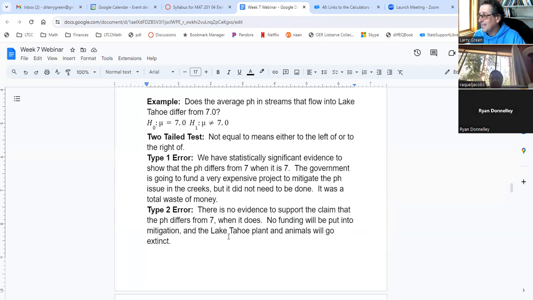Does that make sense? And if you said that money was so important because if the government's putting money into this, then they're not going to have money for other things and we're going to lose all kinds of other things, that'd be horrible, much worse than the problem of just losing biological diversity in the Lake Tahoe, I'll accept that. Even though I don't agree with it, I'll accept it for points. Does that make sense? Okay.